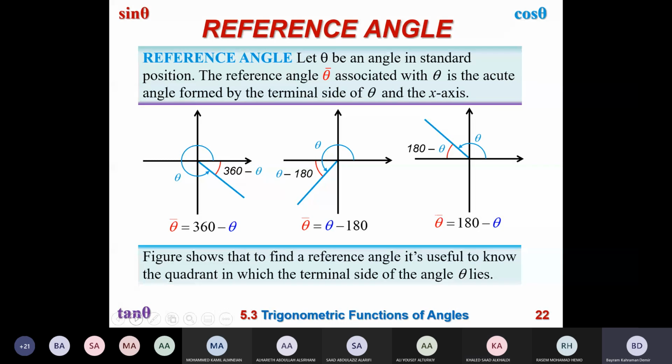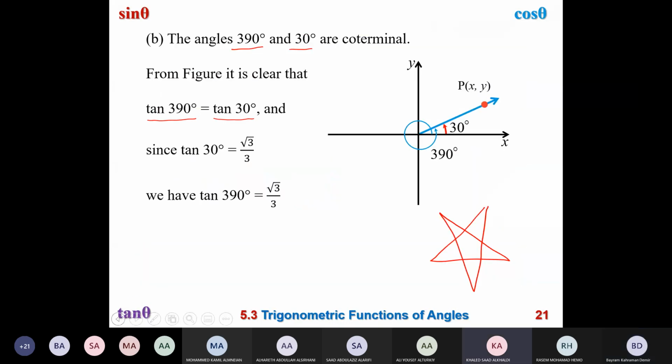Doctor, again, we said in that example that both tangent 390 and tangent 30 are positive because they are in the first quadrant. Yes, but whether it is in the first, second or third quadrant, whatever, if two angles are coterminal, one alpha and another theta, then tangent alpha will be equal to tangent theta, either positive or negative. They are exactly equal to each other. Oh, okay. Very good.